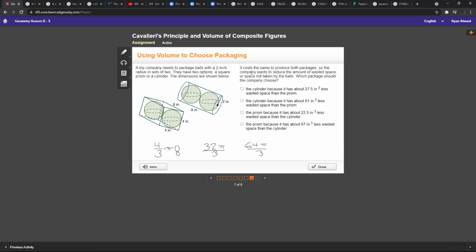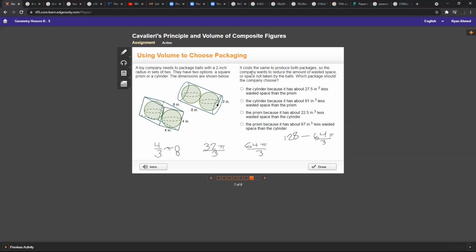128. So we know that the total prism has a volume of 128. We know that the balls take up a collective volume of 64 pi over 3. So that means the space not occupied by the balls is going to be 128 minus 64 pi over 3. And I guess they want us to use the decimal equivalent of that. We're going to just treat pi as if it were 3.14. So we're going to do 128 minus 64 times pi over 3.